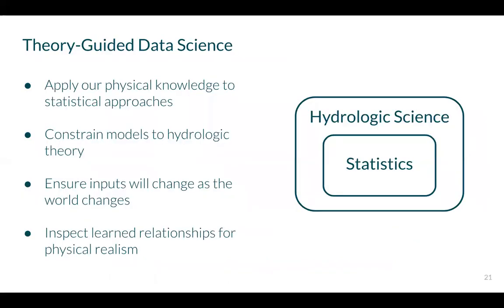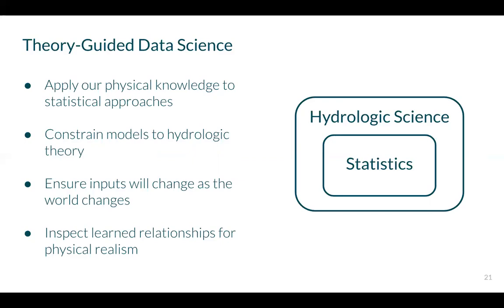So tying this all together, our approach here to bridge machine learning and physical modeling approaches for hydrology is something that's been described as theory-guided data science. What this means is we apply our physical knowledge of hydrology that's been built up over decades and decades of scientists who've come before us, who've been studying hydrology and river basins, and we apply that to statistical approaches so that we can use the strength of those statistical approaches, but make sure that we're applying them correctly and gain the best of both worlds.